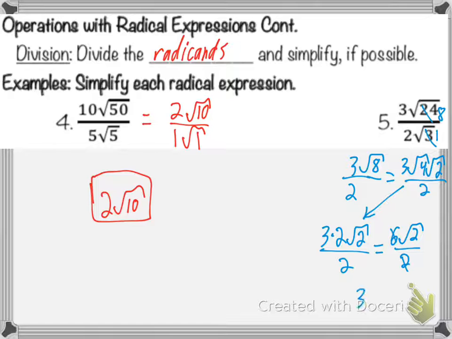So we end up getting 3 times the square root of 2 over 1, aka 3 times the square root of 2. So it started as 3 square root of 24 over 2 times the square root of 3, ended up only becoming 3 times the square root of 2. So simplified down quite a bit there.